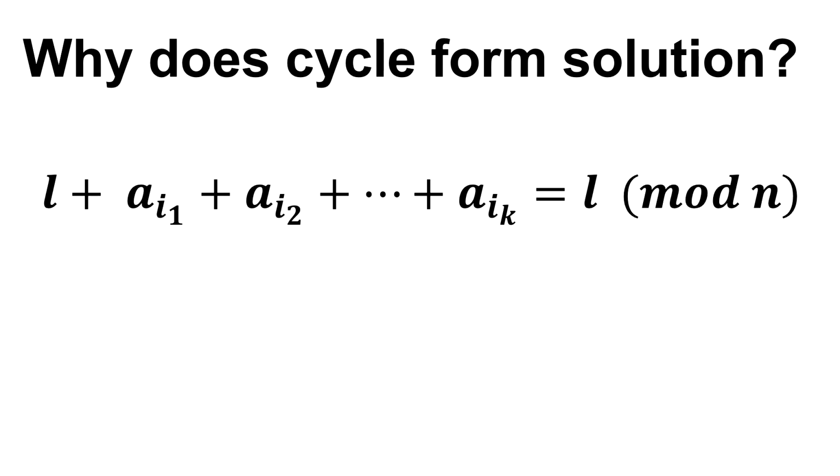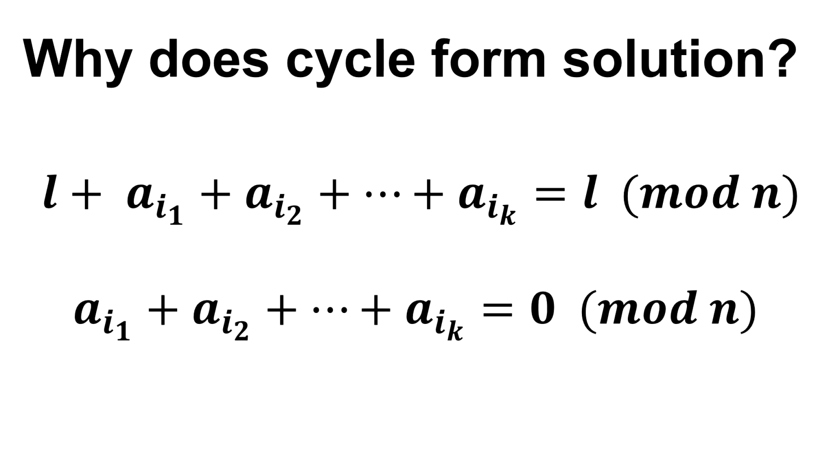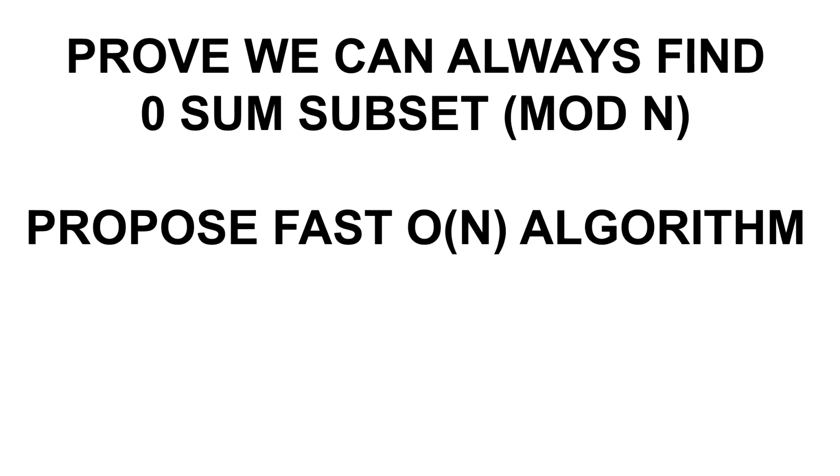In the general case, we have a cycle of length k, so we start at some position L, then for each node of the cycle, we move by the corresponding number of positions, and then we come back to the node L. If we remove L from both sides, we will get that all the numbers in the cycle sum up to 0 modulo n. And that's basically it. As a conclusion, we not only prove it is always possible to find a zero-sum subset modulo n, but we also propose a fast linear time algorithm to do that.